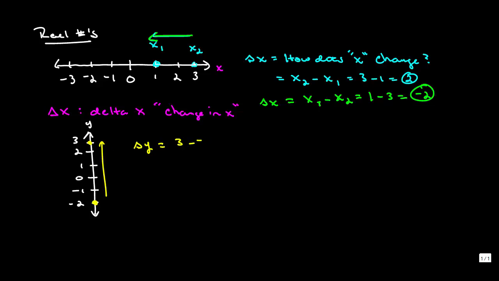So I go 3 minus a negative 2. Basically, you take where you went to and subtract where you started from. So this is 3 plus 2, or 5 units. And so the change in y is 5 units: 1, 2, 3, 4, 5. Likewise, if I reverse the direction, it'll be negative 5 units because I'm going in the negative direction. So you have to think about whether you are heading towards the positive or towards the negative.